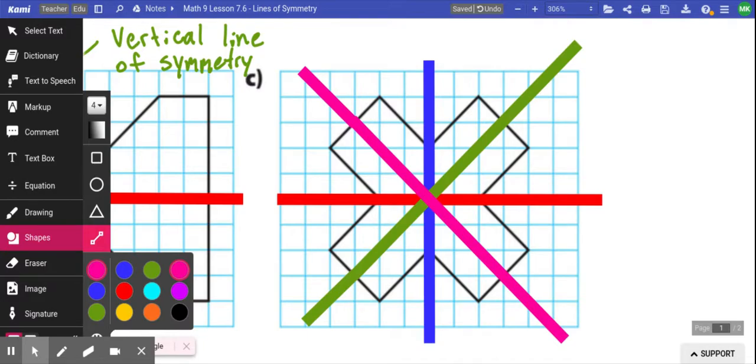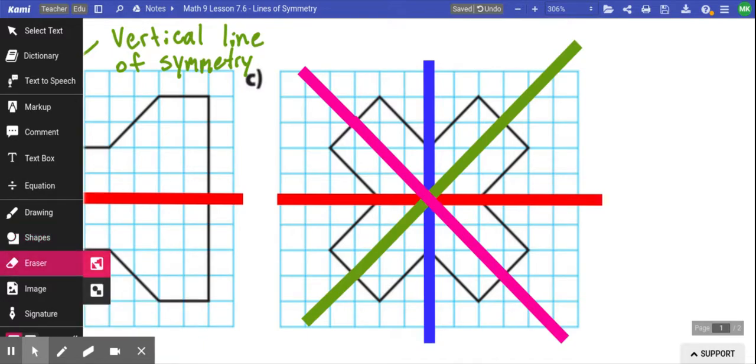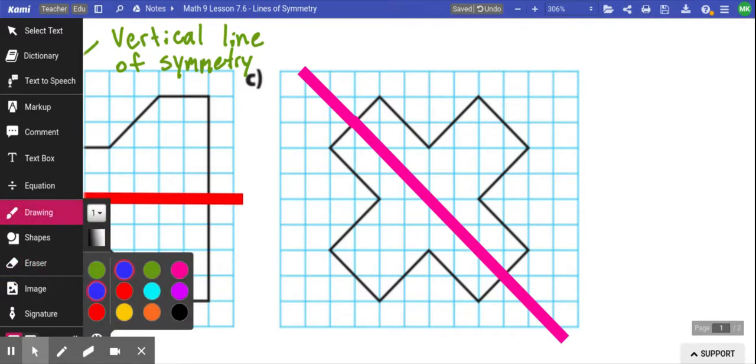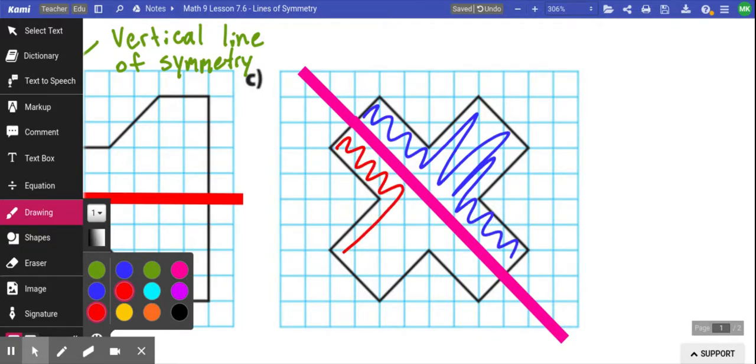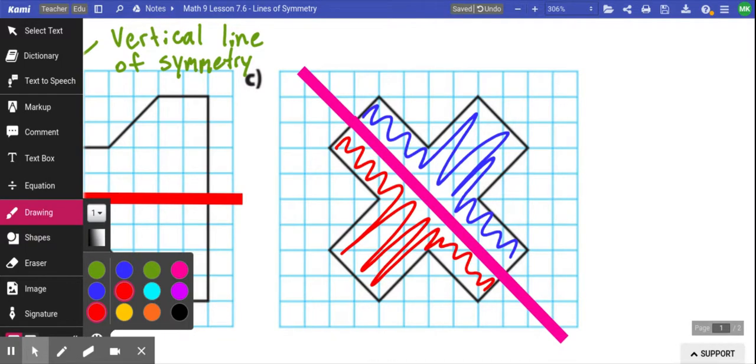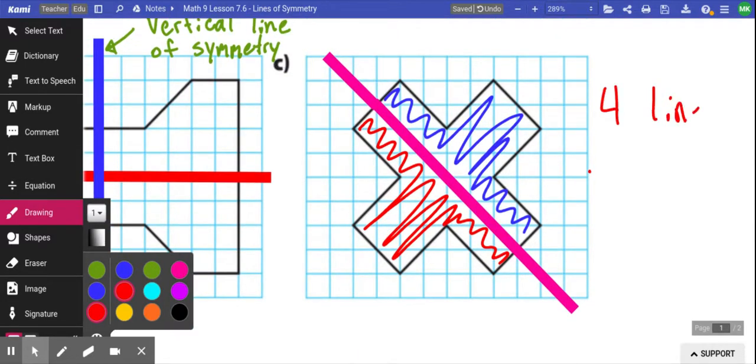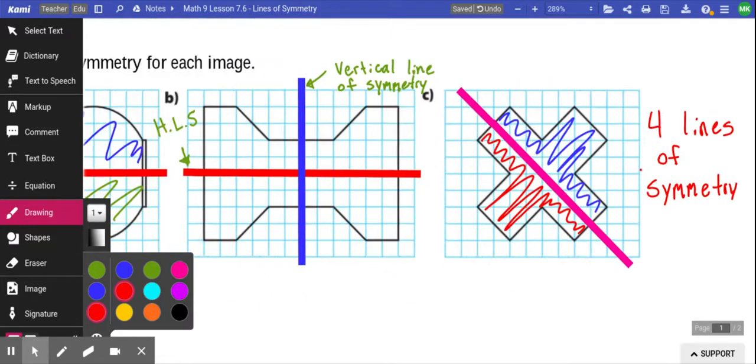I'm just going to erase the other ones so that you can kind of see what the purple one would look like by itself. If you look, that creates two perfect identical sides. I have this side and I have this side. And they're identical. That means this picture actually had 4 lines of symmetry. Perfect. Hopefully you found all 4 of those.